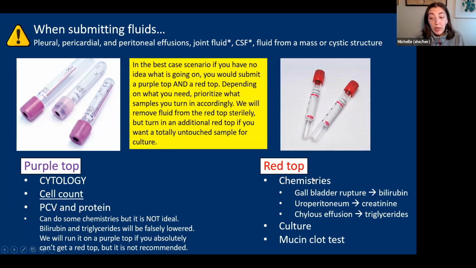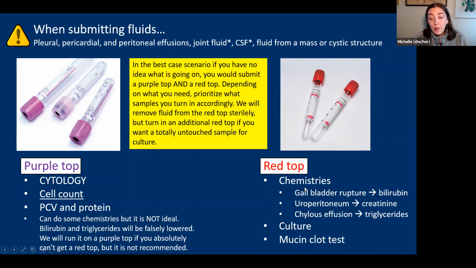Red top is for chemistries and culture, and the exception is joint fluid. It's better to do a mucin clot test on a red top. Often, you kind of have to make a choice what your priority is. Usually the mucin clot tests, we're not going to read a lot into that anyway. And if you're submitting joint fluid as a fluid, then you're interested in the cytology. So it's going to go in a purple top, but just be aware that the EDTA can interfere with the mucin clot test a little bit.